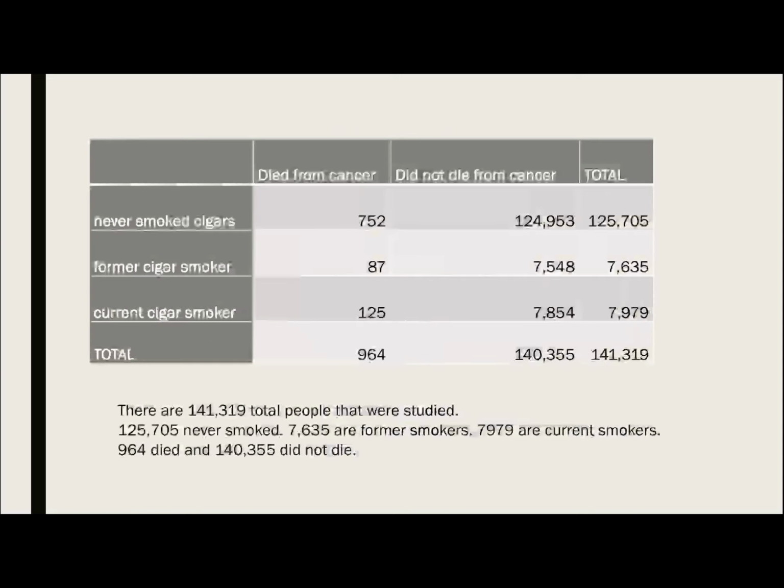Okay, the table on the page just before didn't have the totals. So we have to add the totals. So add the rows and the columns to find the total. So there were 141,319 total people.